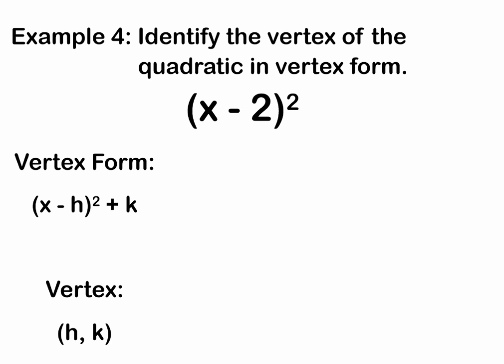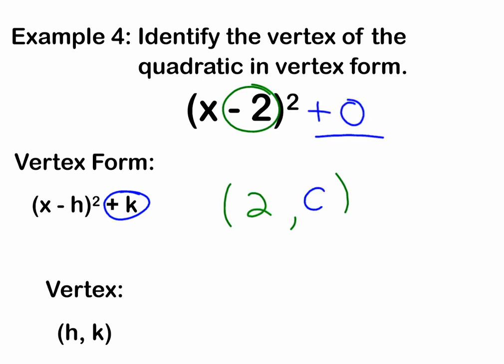Pause the video now as you try example 4. Press play to go over your answer. So this one might have been extra tricky, but your vertex is going to come out to be positive 2. We know that because our h is what's hanging out inside the parentheses. Now k is outside the parentheses. When there's nothing outside, we know that it's 0. So your vertex is at the point positive 2, 0.